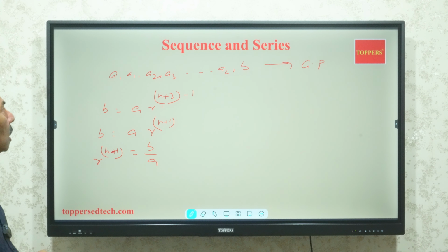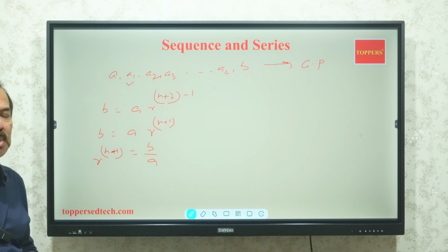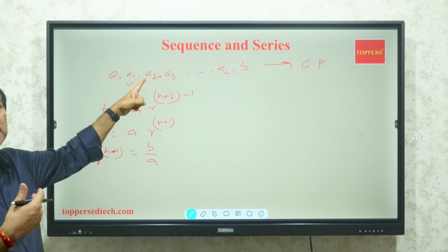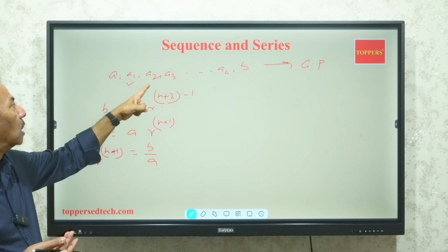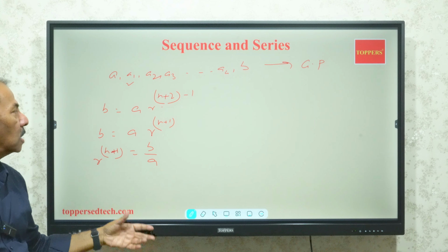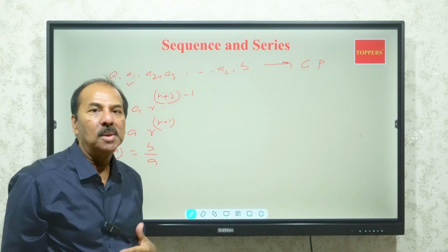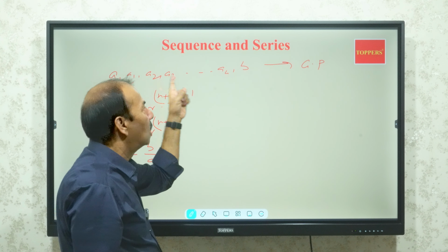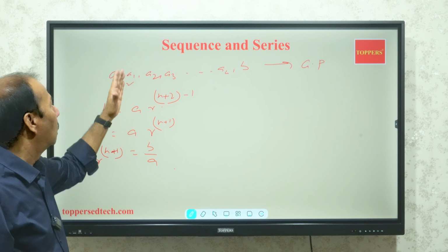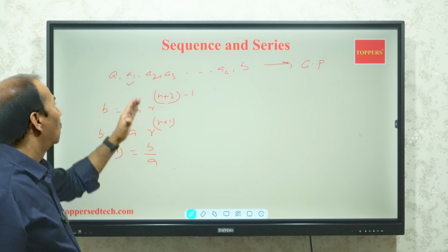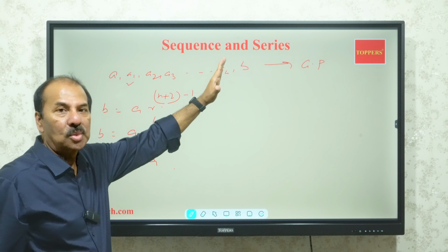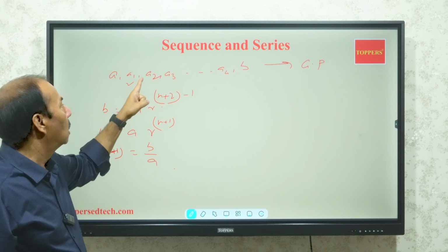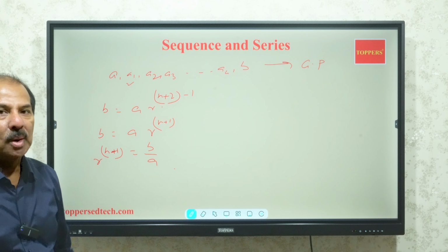Once you get the value of R, you can calculate A1, which is A into R. A2 is the third term, so A R to the power (3 minus 1). The fourth term is similar, and so you will get the value of all the geometric means introduced between A and B. We have introduced A1, A2, A3, up to An such that the sequence is in geometric progression, so A1, A2, A3 are termed the geometric means. The total number of terms will be n plus 2. The second term is the first geometric mean, the third term is the second geometric mean, and so on.